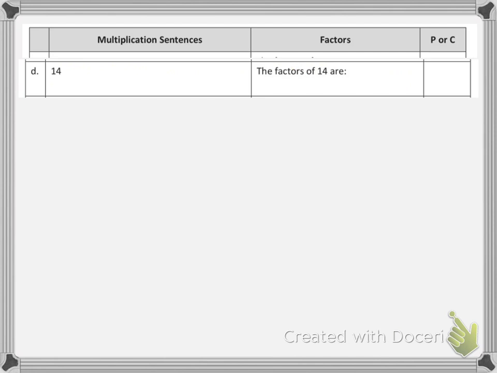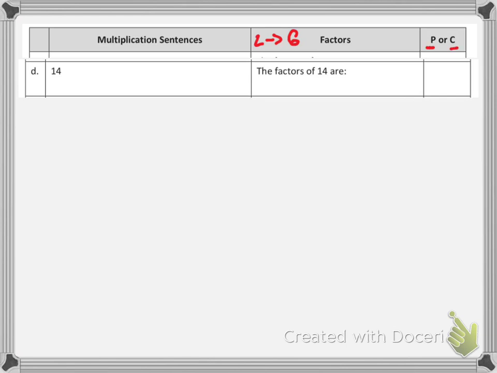This next problem, they have given us 14 as the product. And we need to make a multiplication sentence, and we need to find all the factors, but we must put these factors from least to greatest. And then we have to decide, is it a prime number or a composite number?